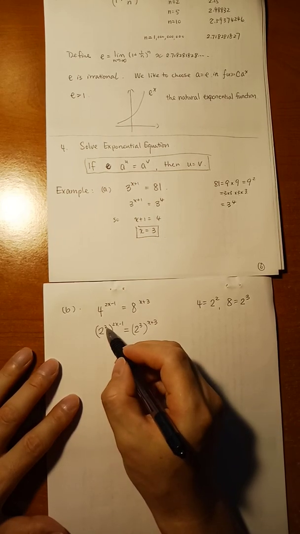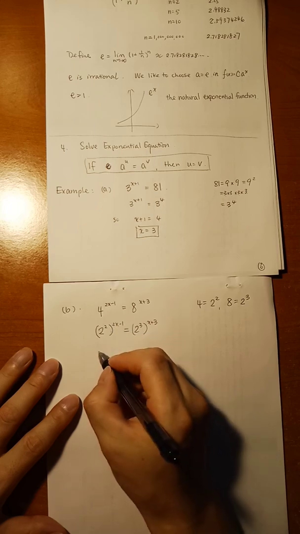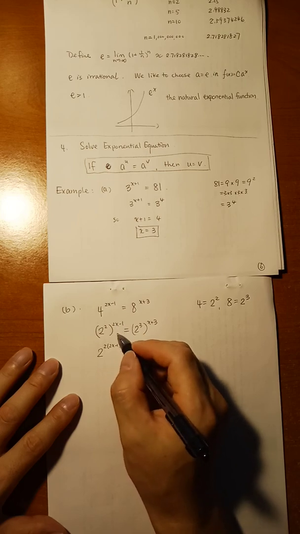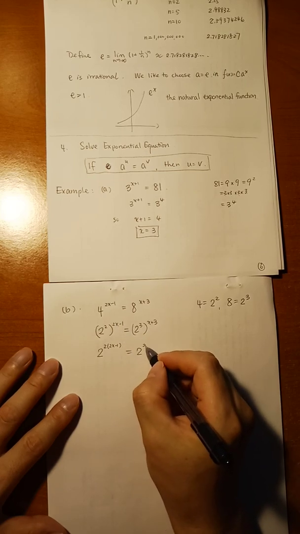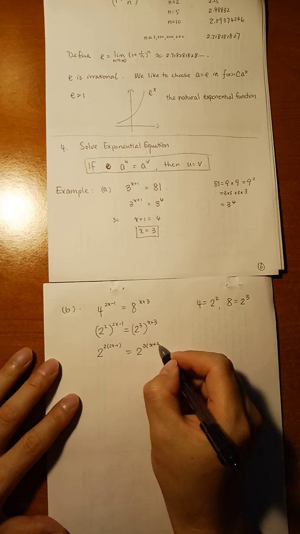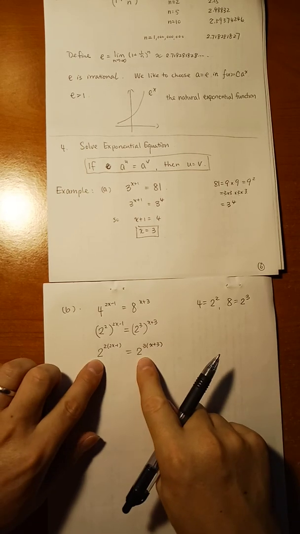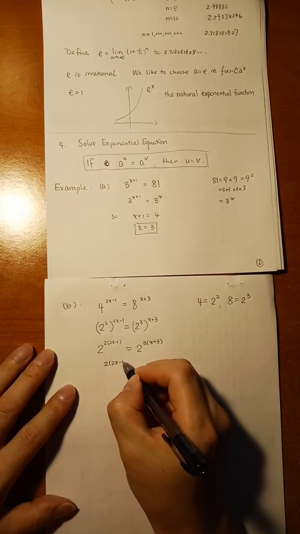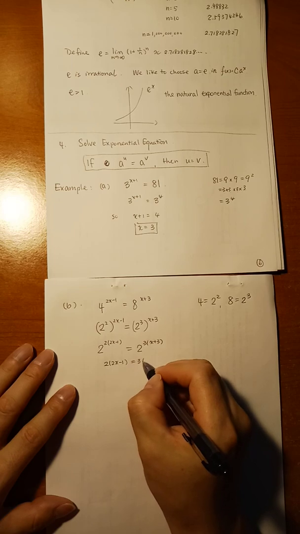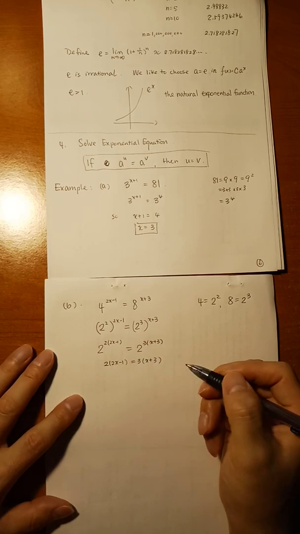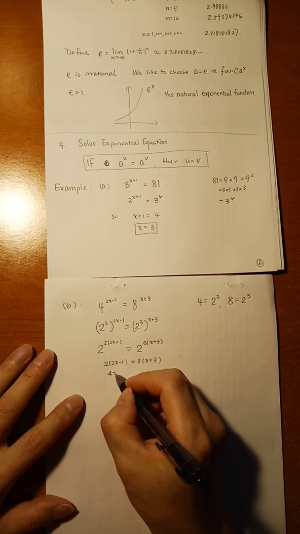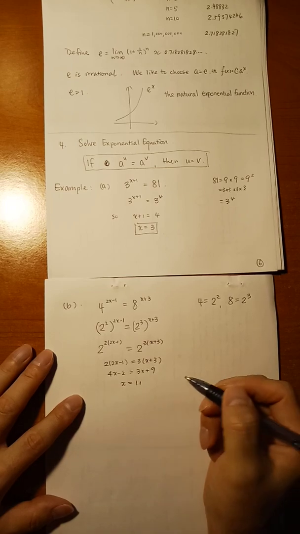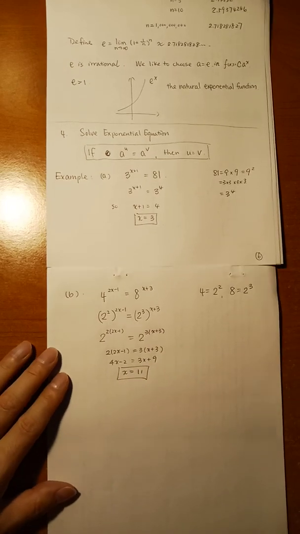Okay, 2 squared and then to the 2x minus 1 is 2 times 2x minus 1. You get the product of those two exponents. The right side is the same thing: 2 to 3 times x plus 3. Now you have the same base, so the exponents are equal. 2 times 2x minus 1 is equal to 3 times x plus 3. And then you solve it. So 4x minus 2 is 3x plus 9. So x is equal to 11. This is the solution.